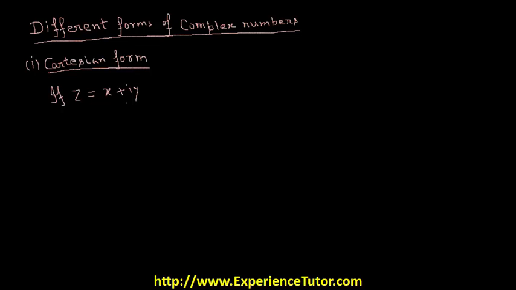We have already discussed the Cartesian form in our first video. Now, what are the uses of Cartesian form? This form is generally used to locate any complex number in the Argand plane. Secondly, it is used to find the locus of a complex number.